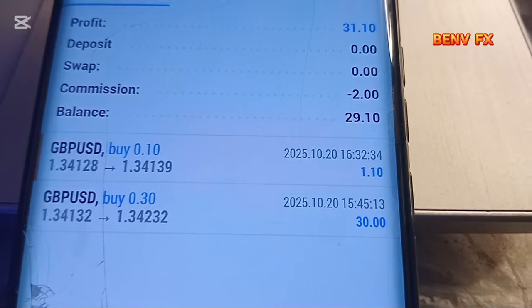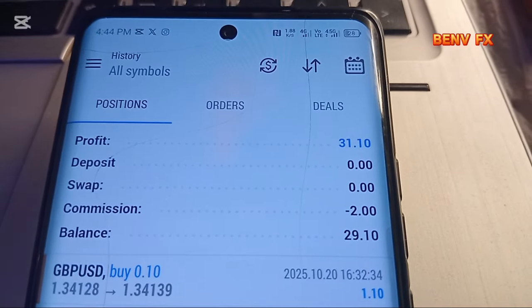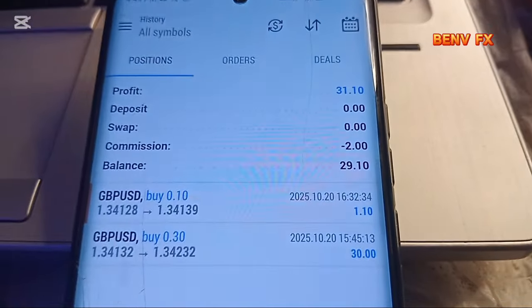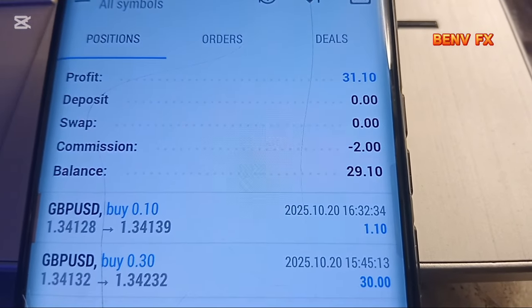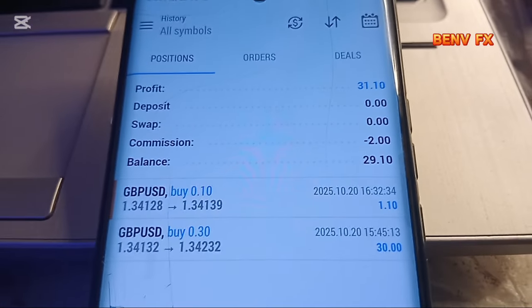Let me show you guys what I generated in total. As you can see, this is exactly what I generated. $31.1. That's exactly what I generated. Then commission carried $2 from inside, so just 29. This 29, I can raise tomorrow.